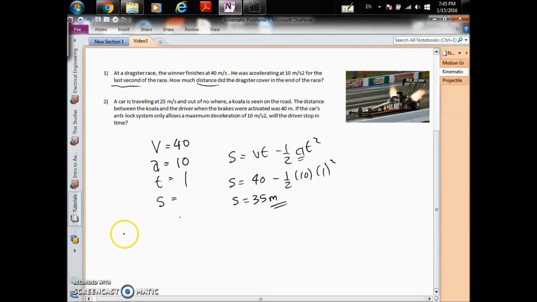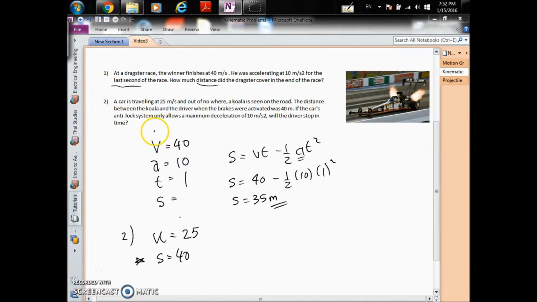Next one, number 2. Basically, a car's traveling at that speed, so U equals 25. A koala is seen. Oh, wow. That's scary. And the distance between koala and driver is 40. So S equals 40. Let's put a star on that.